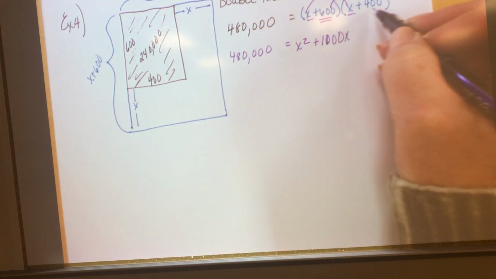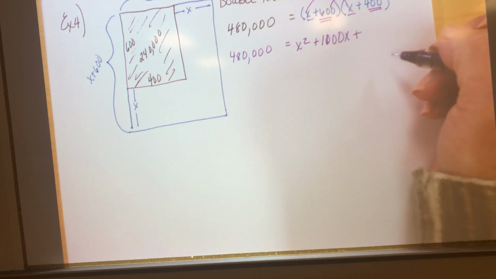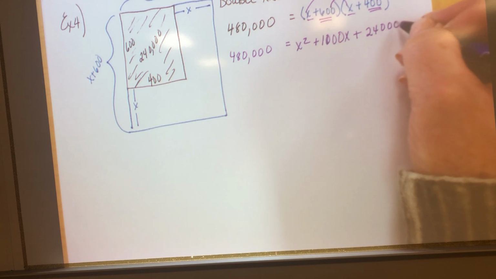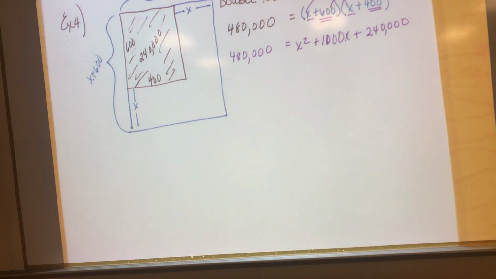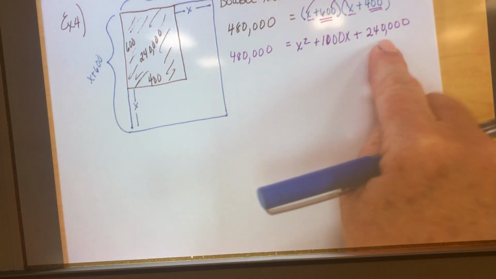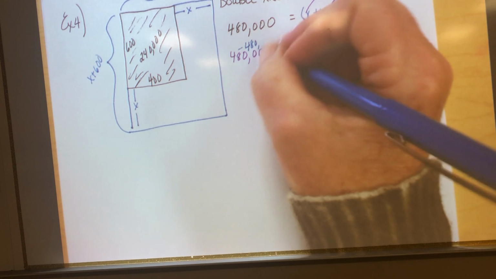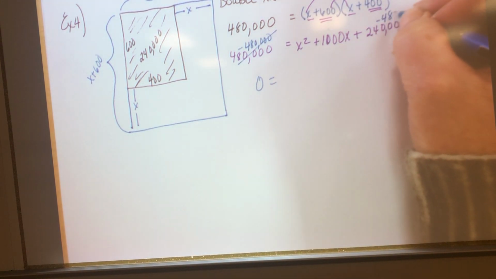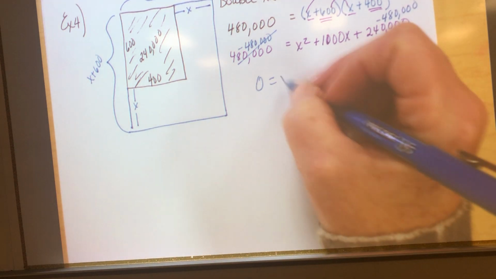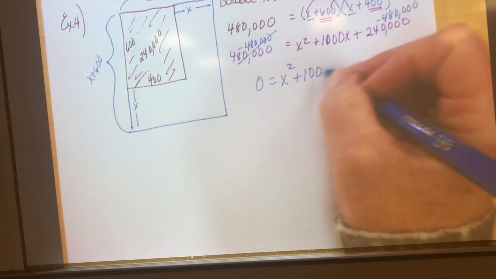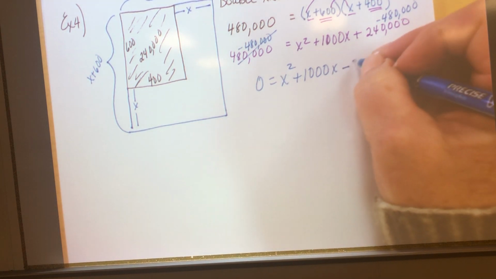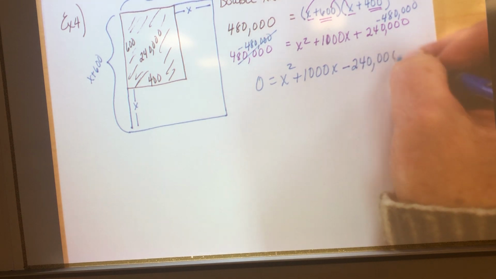And then I have my last. They're like signs, so it's plus. Again, 4 times 6 is 24, and 4 zeros. So now what do I do? I'm moving that 480,000 over here, so I'm subtracting it. This over here ends up being 0, but over here I get x squared plus 1,000x, and 240 minus 480 is negative 240,000.